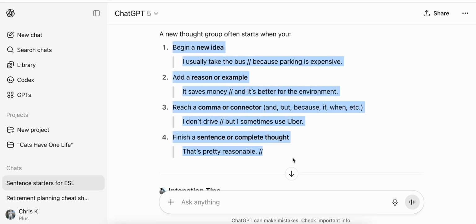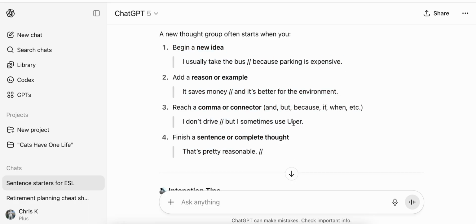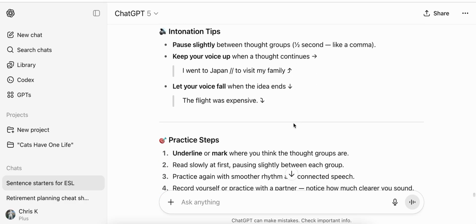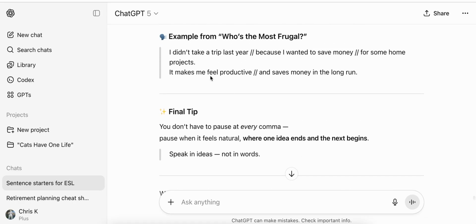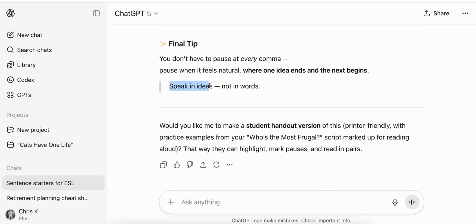Okay, and it's using examples from the script. I usually take the bus because parking is expensive. Okay. I went to Japan to visit my family. So I like to make these cheat sheets for students. I didn't take a trip last year because I wanted to save money for some home projects. Speak in ideas, not words. Okay. I'm gonna keep moving.